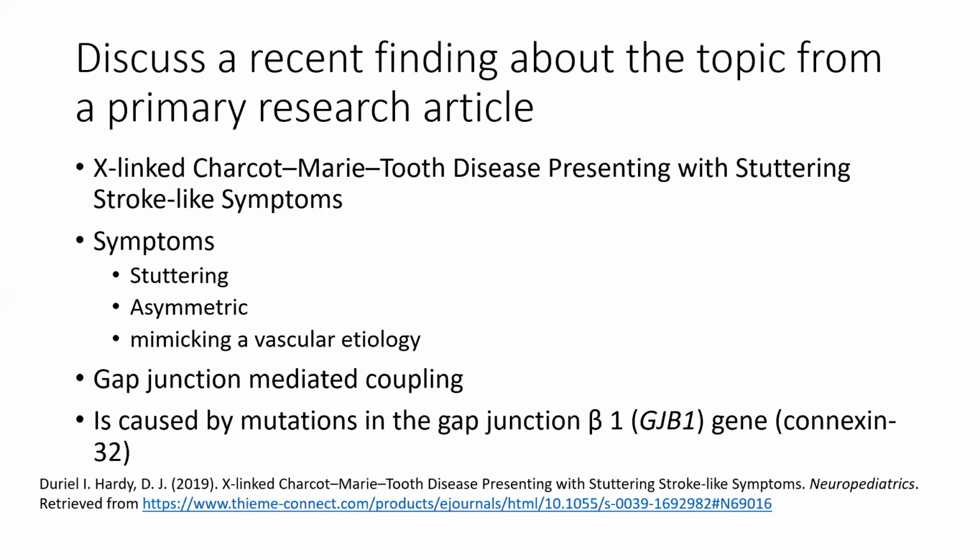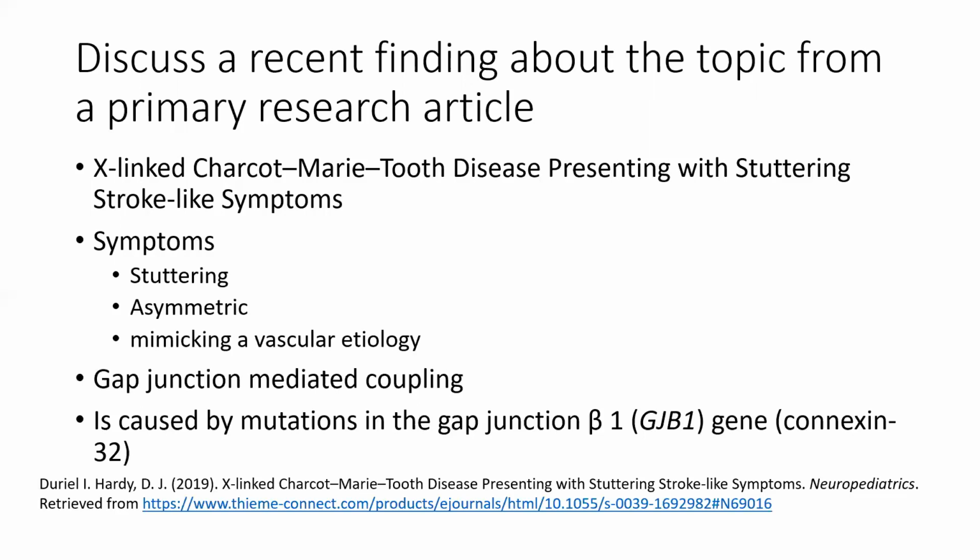Gap junction mediated coupling is what happens to create these symptoms. So between the oligodendrocytes and astrocytes, it is thought to lead to dysregulation of fluid exchange, resulting in the diffusion restriction abnormalities that are often identified on MRI in these patients.